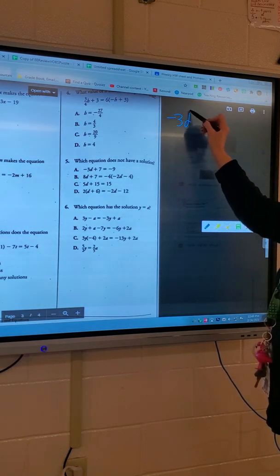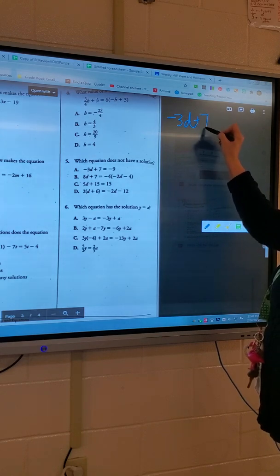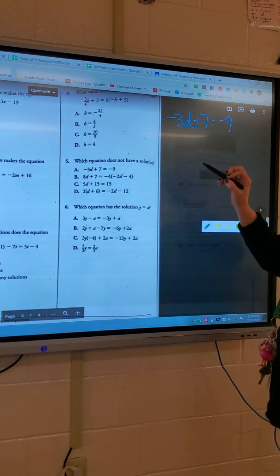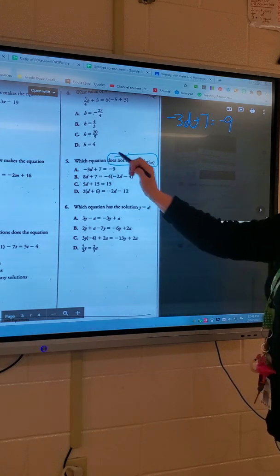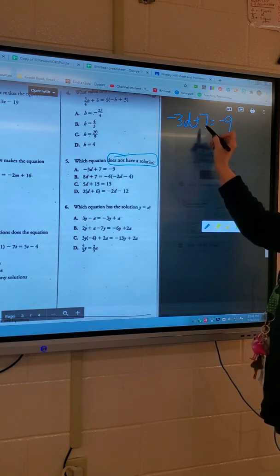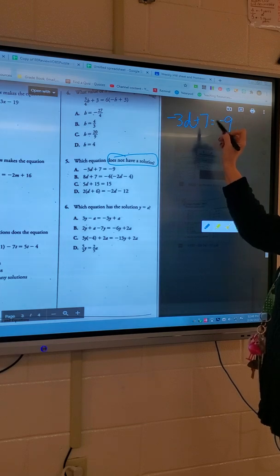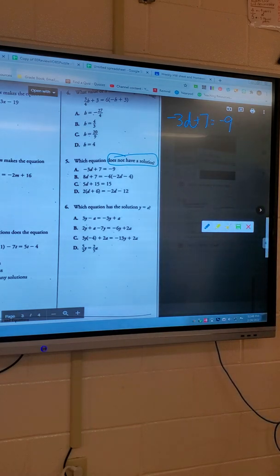So, negative 3d plus 7 equals negative 9. On this one, we're looking for the one that does not have a solution. So we want no solution. Well, I can tell you right now, that one has a solution. How many solutions does that have? One. That has one solution.